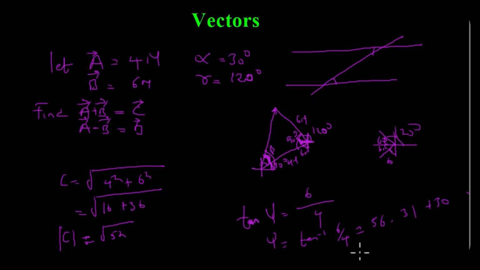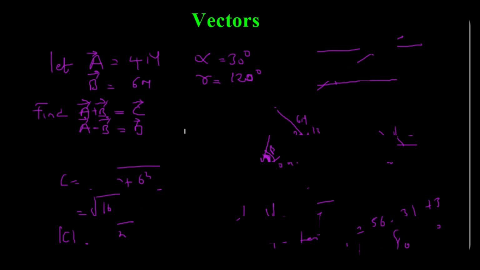Then my polar angle will be equal to 86.31 degrees. So this is how we add vectors together using our triangle law of vector addition. So I hope this is clear.